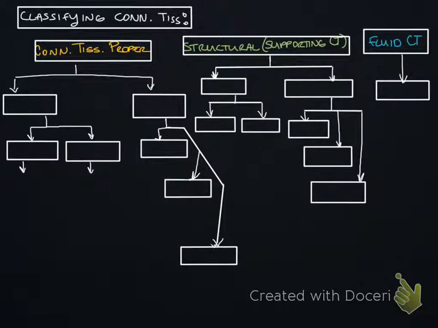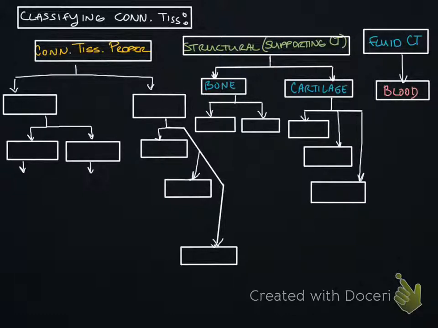Now let's do some classifying of connective tissue. We have three main categories here. We have connective tissue proper, structural or supporting connective tissue, and then fluid connective tissue. And fluid connective tissue, this is just blood. So we spend an entire lecture going over blood. Now, structural or supporting connective tissue, this is bone or cartilage. Make sure you know the categories under each of these.